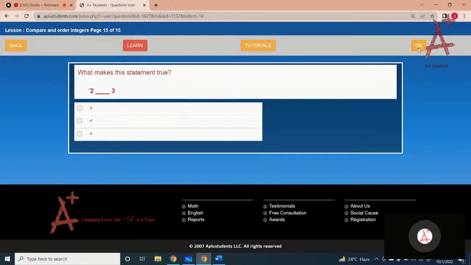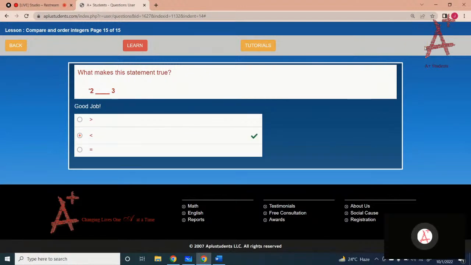Okay, what makes the statement true? Negative 2 is less than 3 or greater than 3? Negative 2 is less than 3 because negative numbers are always smaller than the positive numbers. Got it?